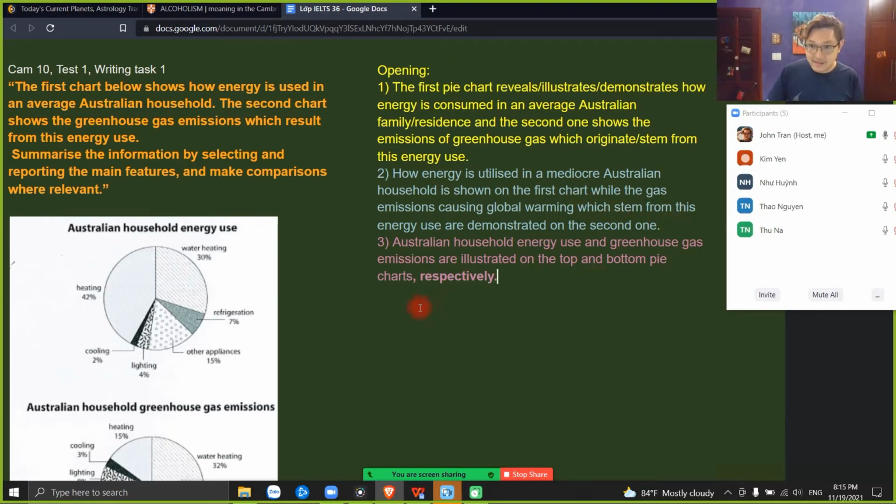Okay, so that is only the opening, okay? You have only 20 minutes in a real exam to deal with the task 1. So you need to practice a lot.